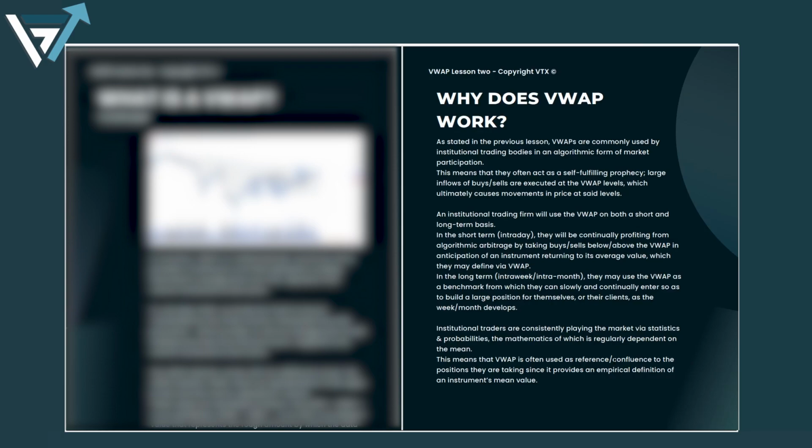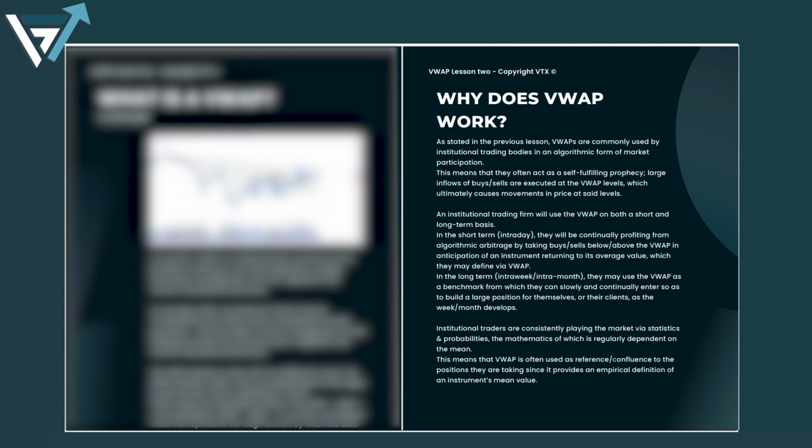So you might ask yourself now, why does the VWAP work? We just explained that it's indicative of relative demand at each price. But why is there going to be demand at these prices? One of the primary reasons is that large institutional trading bodies tend to use the VWAP in a more algorithmic form of market participation. It means there are going to be large buys and large sells executed at the VWAP levels, which is ultimately going to cause movements in the price. In a sense, you could think of it as a self-fulfilling prophecy.